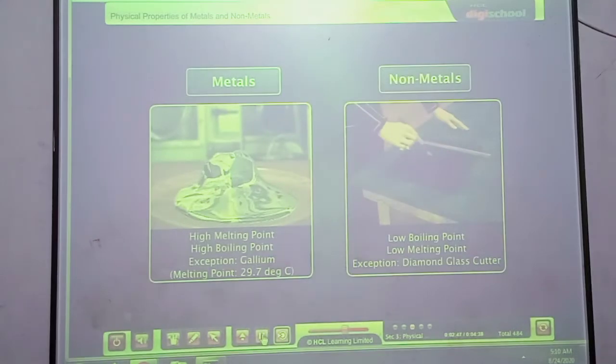Non-metals have low boiling and melting points. Exception: diamond is very hard and is used as a cutting tool. So when we talk in terms of melting and boiling points, we see that metals have high melting point and high boiling point. One exception is gallium, whose melting point is 29.7 degrees Celsius. That is how high the melting and boiling points of metals are.